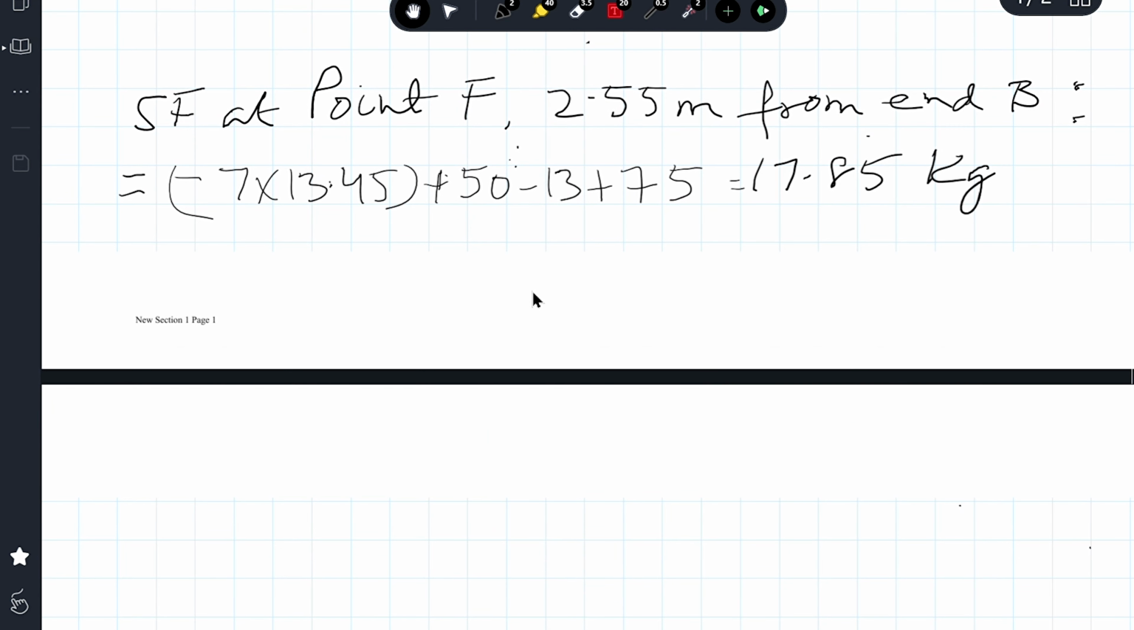2.55. So remaining length to the left of point F is 13.45 meter multiplied by 7. That's the weight of the beam. Weight of the beam to the left of this point F, minus 7 into 13.45. Then we have 50 kg plus reaction, which is upward. Then we have a minus 13 kg of point load at midpoint acting downward, minus 13. And then we have one plus 75 kg of reaction force at point E. So all these weights are to the left of F, and it comes out to be 17.85 kg. This is the shearing force at additional point F, which they have asked in the question, 2.55 meter from end B.